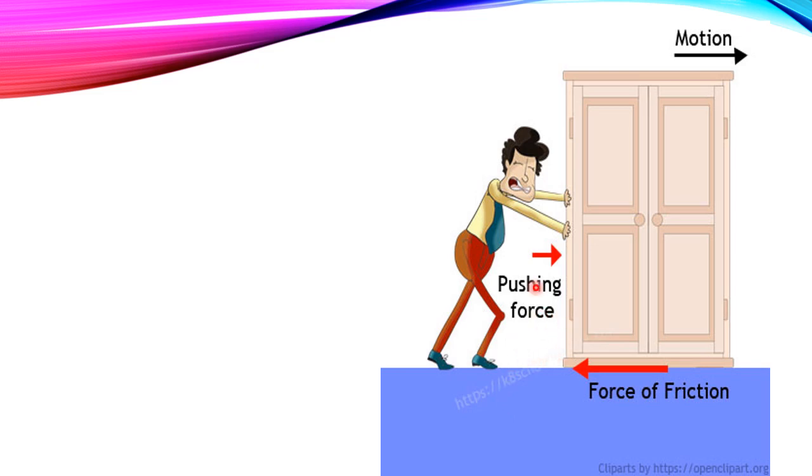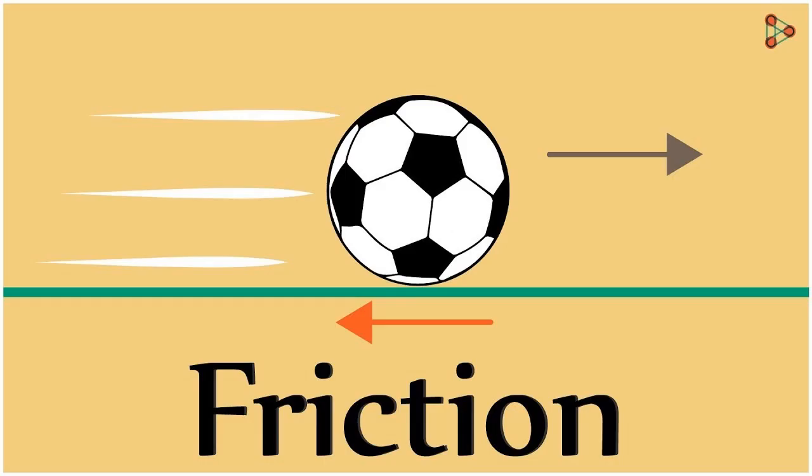In this picture, you can see this person is trying to push this object. When he pushes this object in this direction, the friction is given in the opposite direction to the applied force. As this frictional force opposes the motion of an object, friction always slows a moving object down.